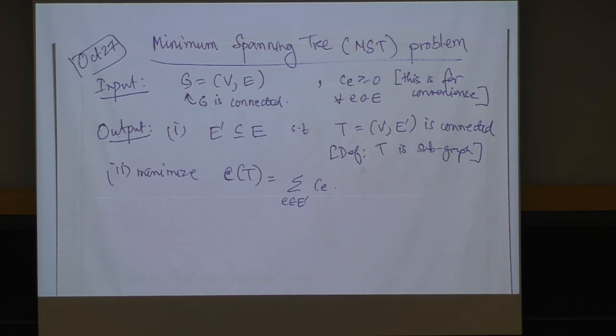So is the problem clear? Are there any questions? I still have to justify to you why this is called the MST problem. Where does the tree come from? But we'll get to that shortly. But any questions on this general problem statement?